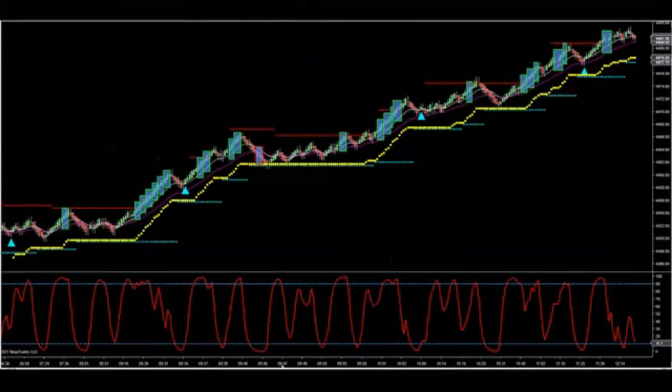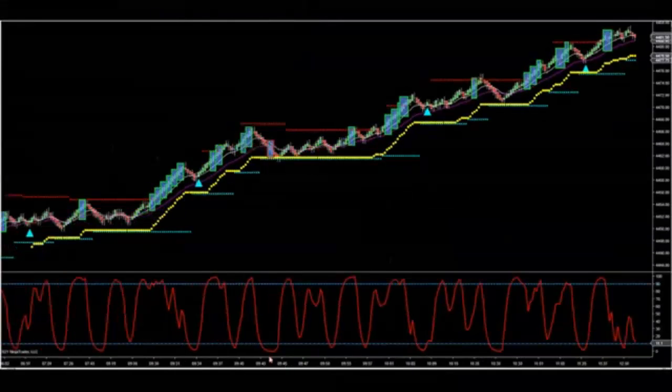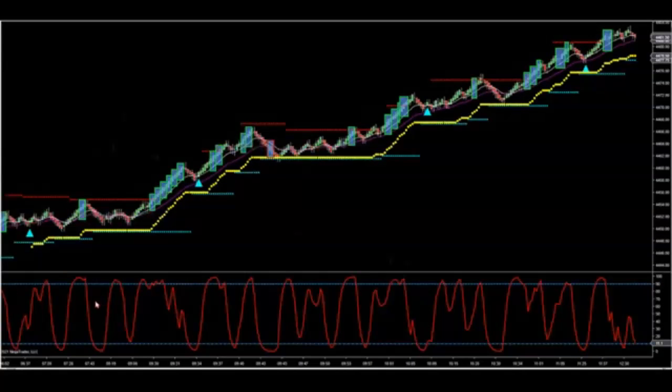So let's take a look at these. There's two setups we look for. Let me just skinny this chart down. This is over a 4-hour period, just so you can see what we try to do in trend markets. So we have these yellow dots, which are our ATR.